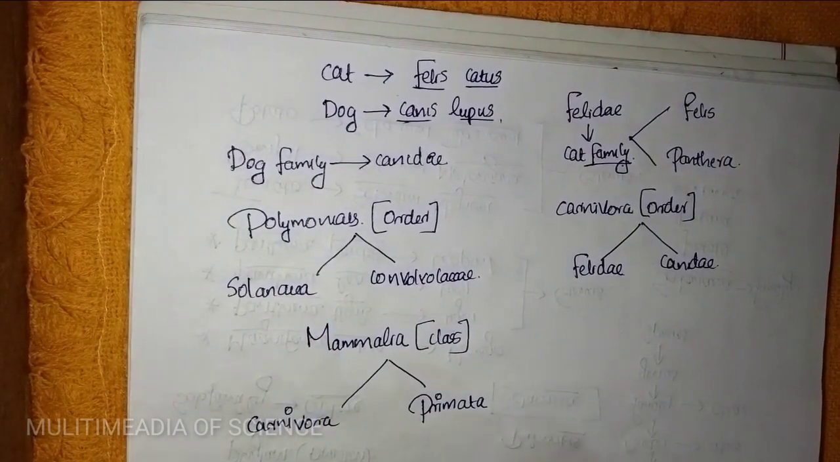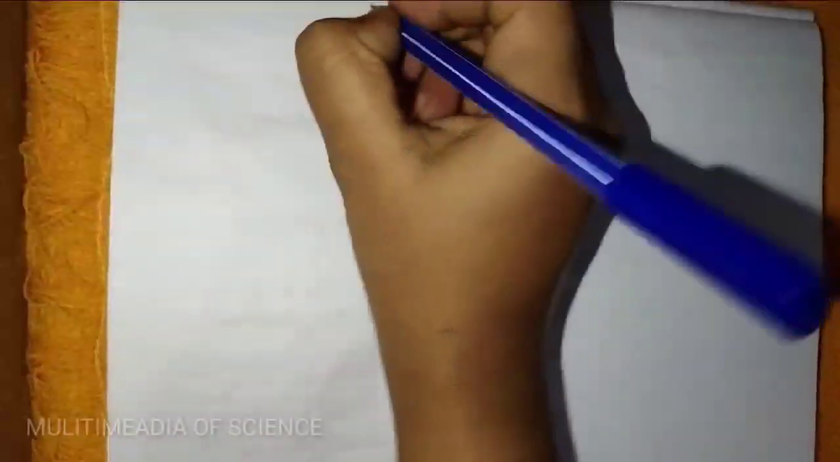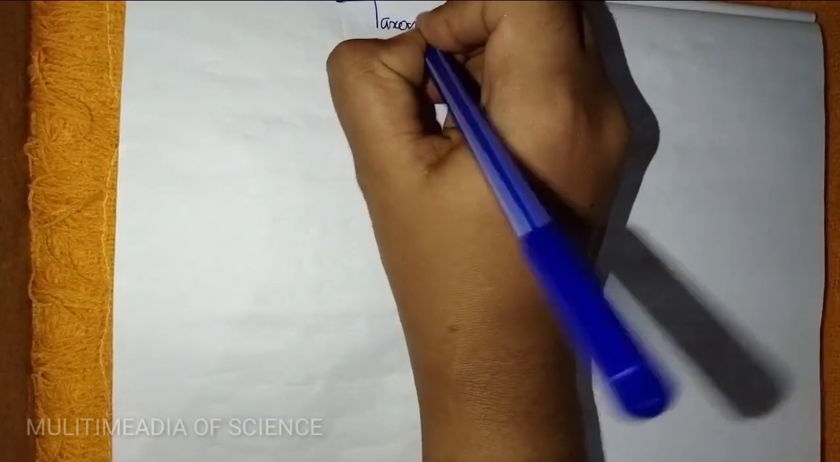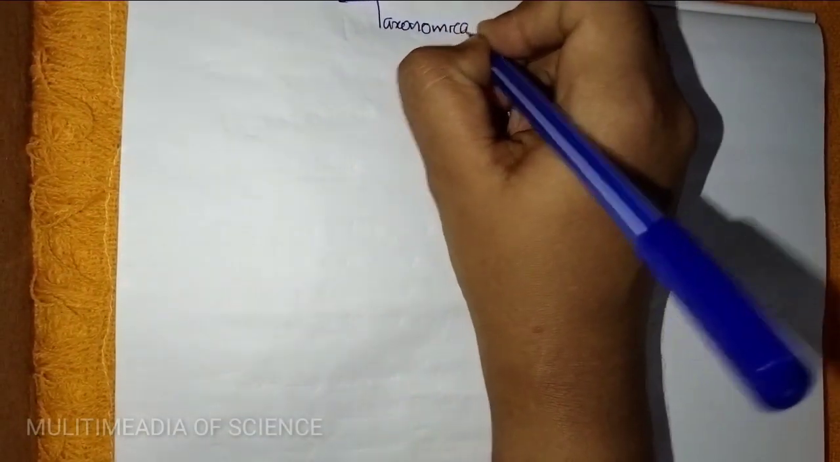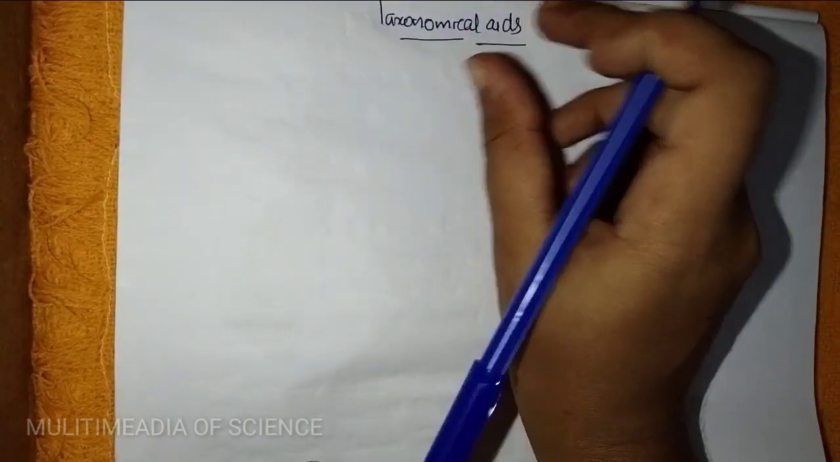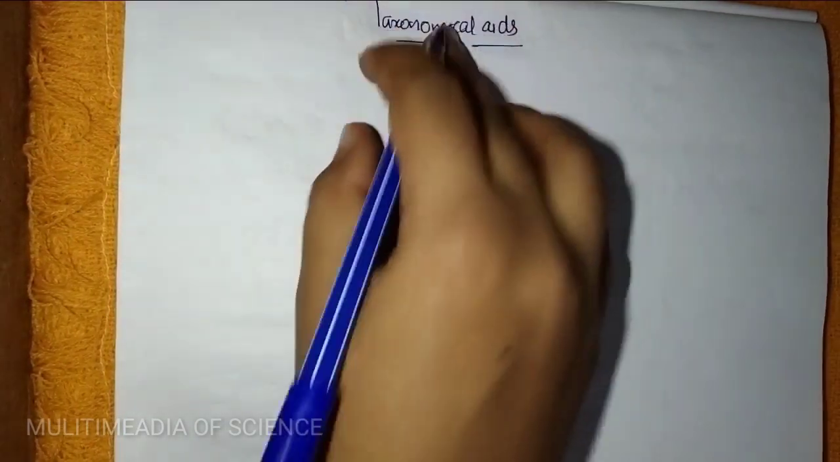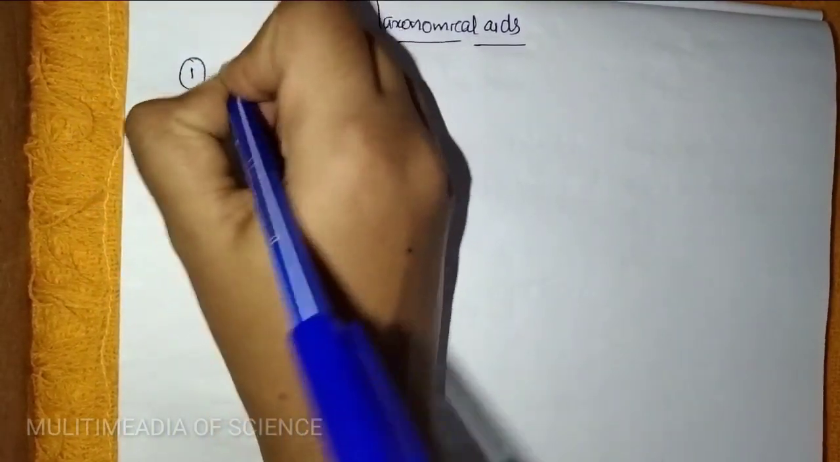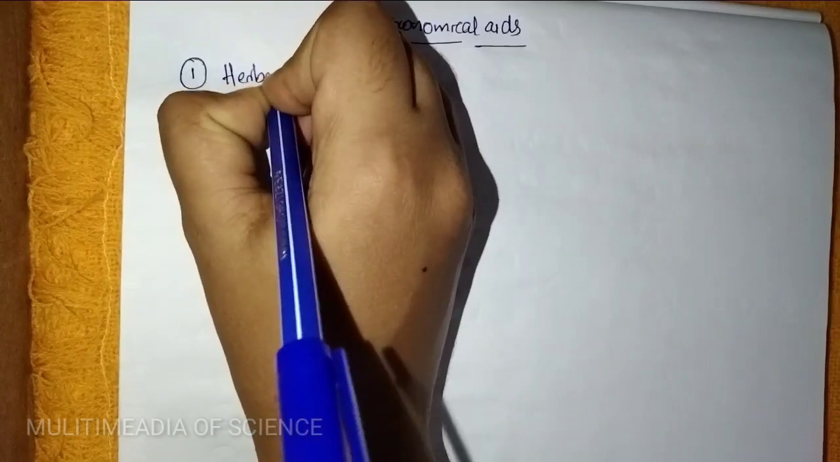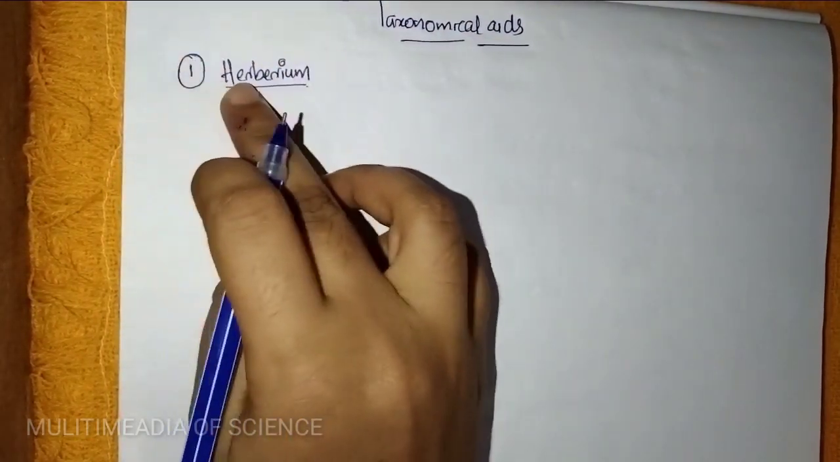Clear? Then next is about the taxonomical aids. This is over. Next is about the taxonomical aids. There is surely a question from this section in each exam, so you must study this portion. Taxonomical aid. The first one is herbarium. Herbarium is a preservation method.